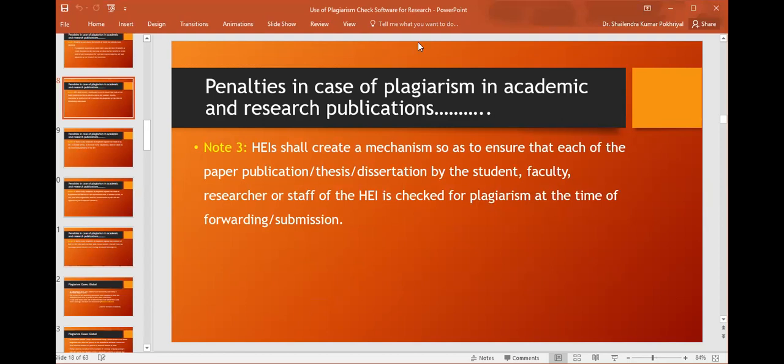In this case, the HEI shall create a mechanism so as to ensure that each paper, published dissertation by the student, faculty, researcher, or staff of the HEI is checked for plagiarism at the time of submission.